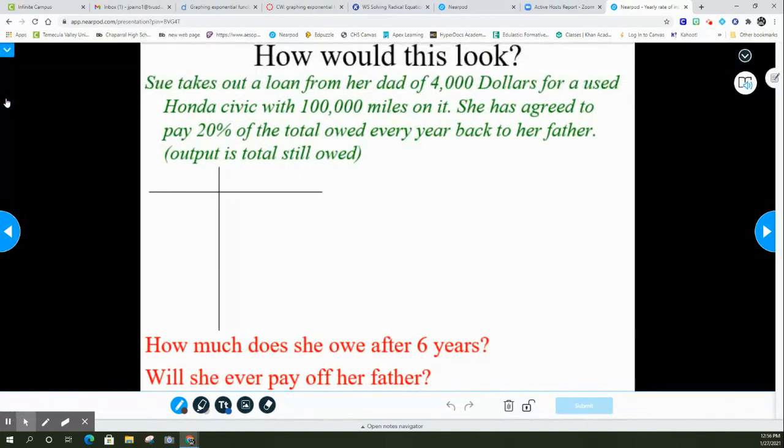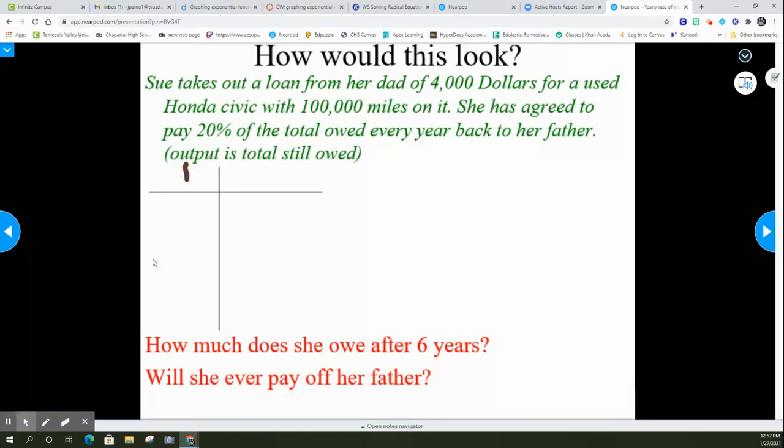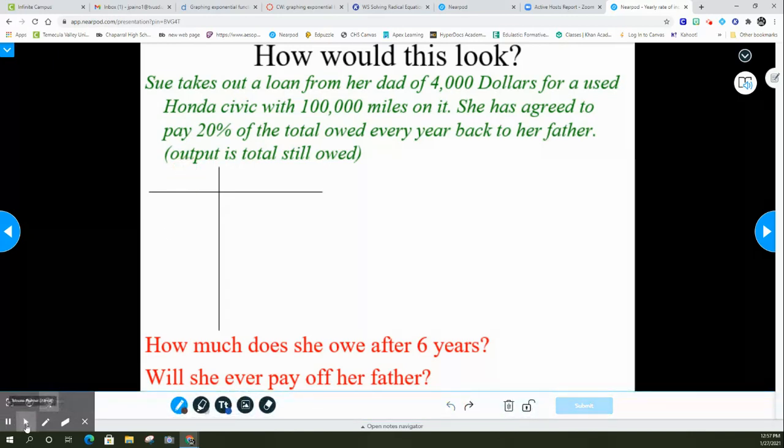All right, let's look at this one here. Sue took out a loan from her dad for $4,000 for a Honda Civic with 100,000 miles on it. She has agreed to pay 20% of the total owed every year back to her father. We want to know how much she still owes after 6 years. Our output is the amount still owed, like the balance left on the loan. She's going to pay back 20% every year. This is not how most loans are structured, but for this case we will follow this. Most loans use monthly payments, where you pay back principal and interest at a fixed rate.